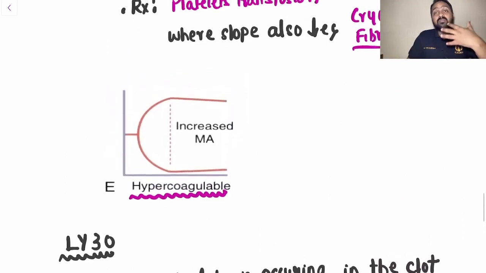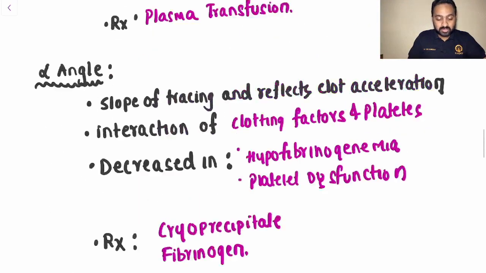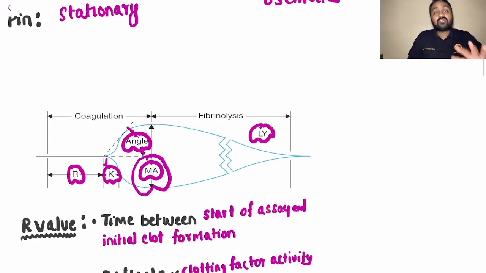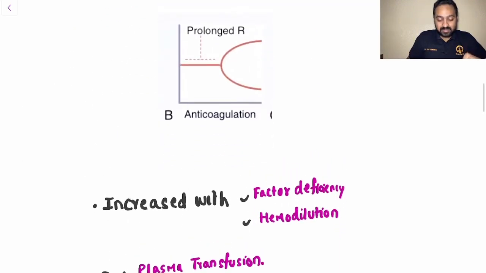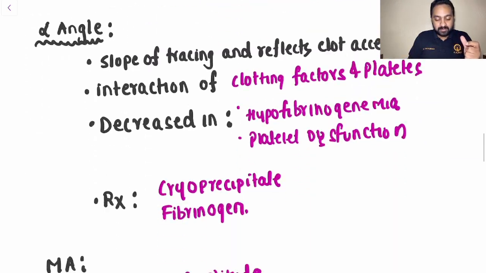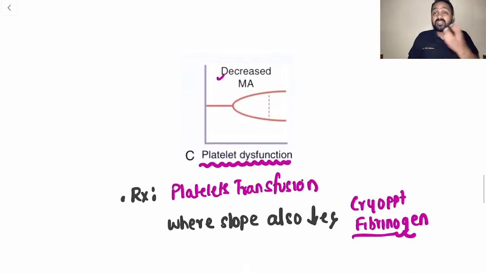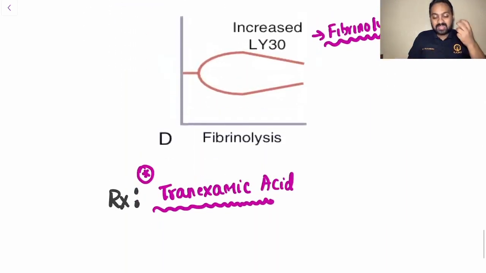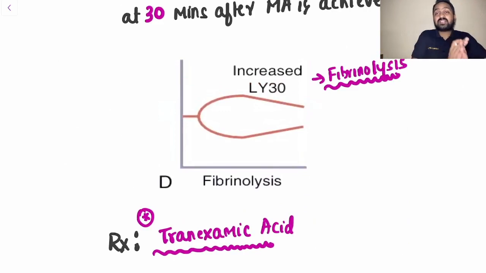Now from this particular topic, you might get a question directly from this particular image of the tracing of TEG, right, where they might ask you direct one-liners as what is R value, what is K, what is alpha angle, what is MA, and what is LY, or they might just give you clinical based scenario saying that there's increased LY30, so what would be your treatment option, or it could be on the basis of the various diagrams like this: prolonged R, what would be your treatment; decreased MA, what is the diagnosis and what would be your treatment; and increased LY30, so what would be your diagnosis and what would be your treatment.